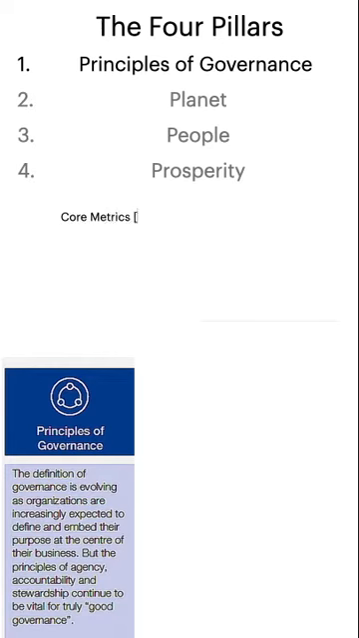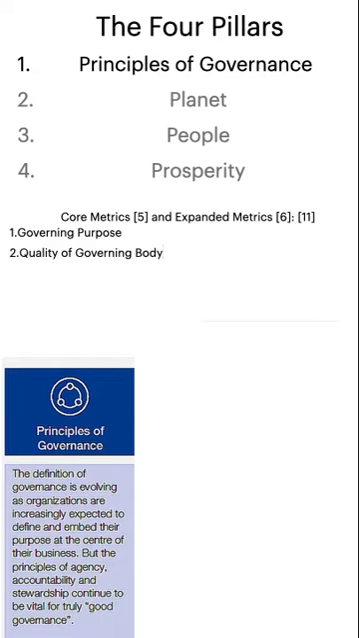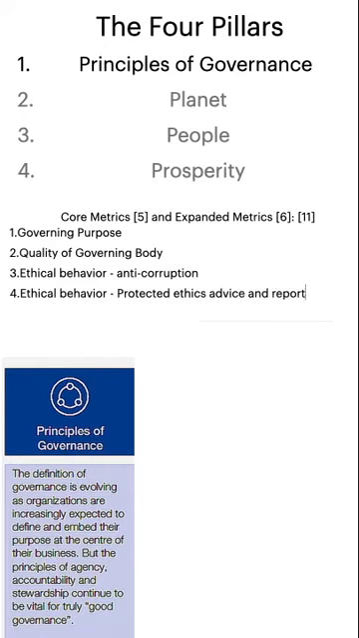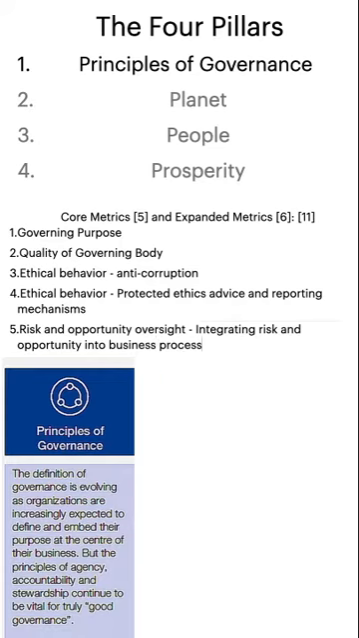Core metrics, 5, and expanded metrics, 6. Total, 11. Core metrics. 1. Governing purpose. 2. Quality of governing body. 3. Ethical behavior, anti-corruption. 4. Ethical behavior, protected ethics advice and reporting mechanisms. 5. Risk and opportunity oversight, integrating risk and opportunity into business process.